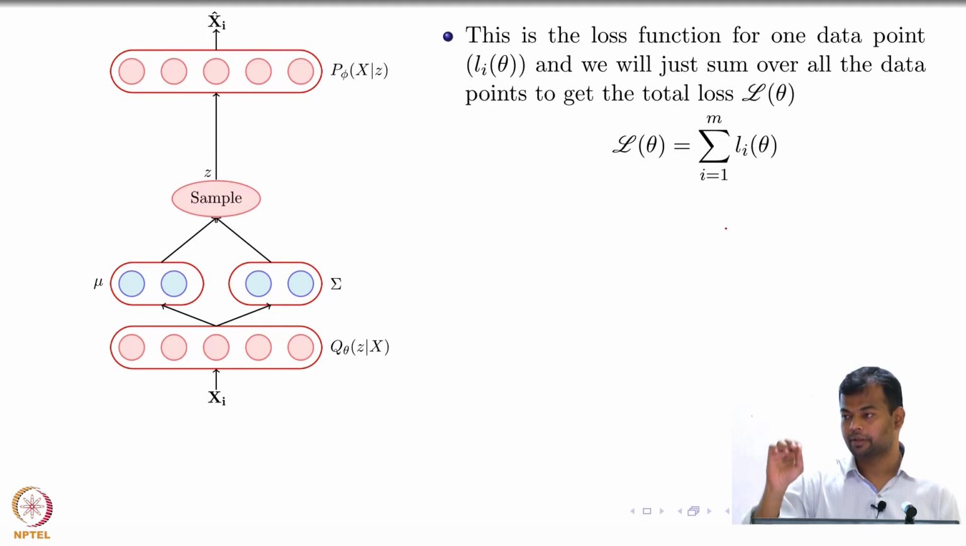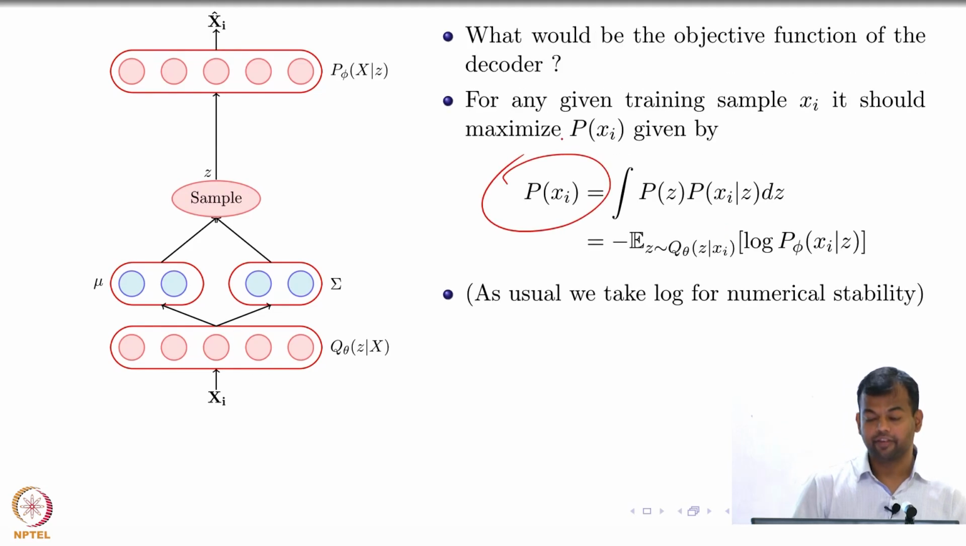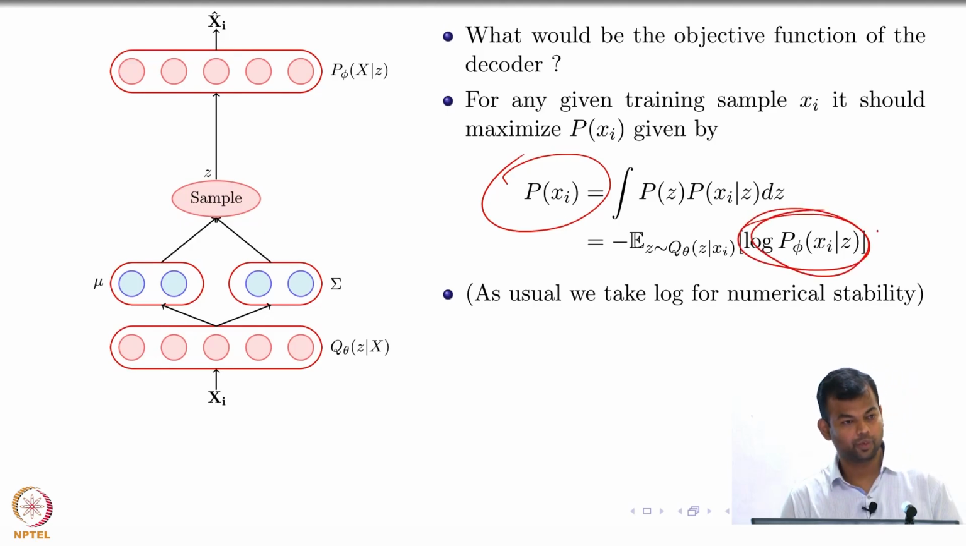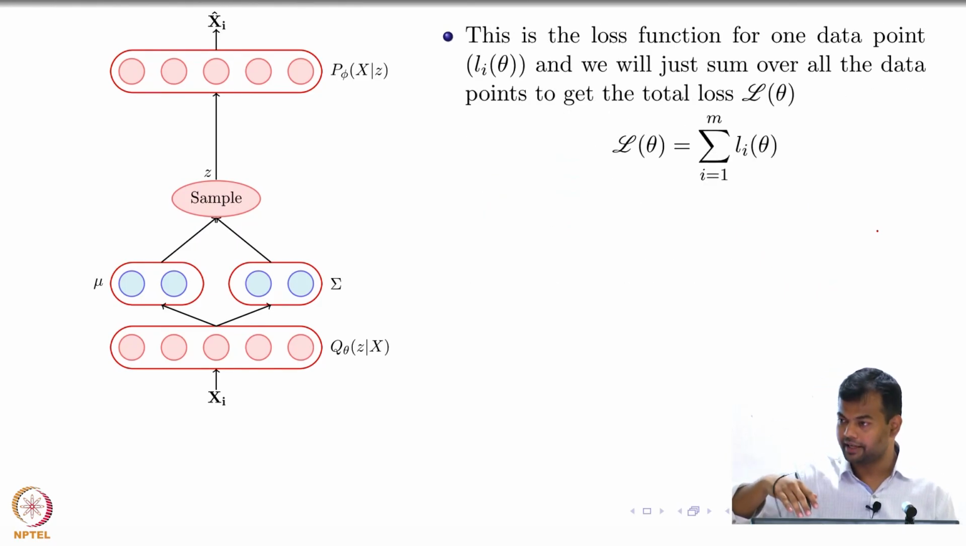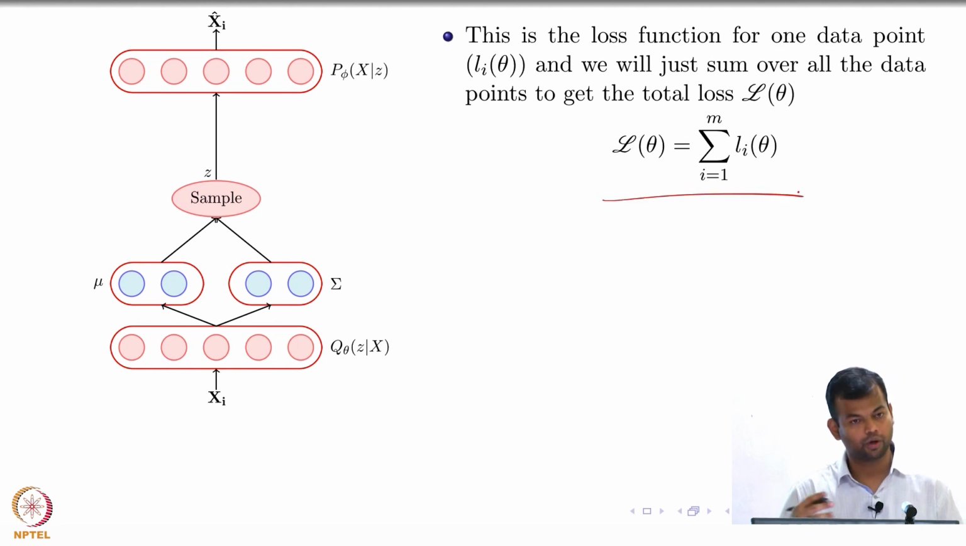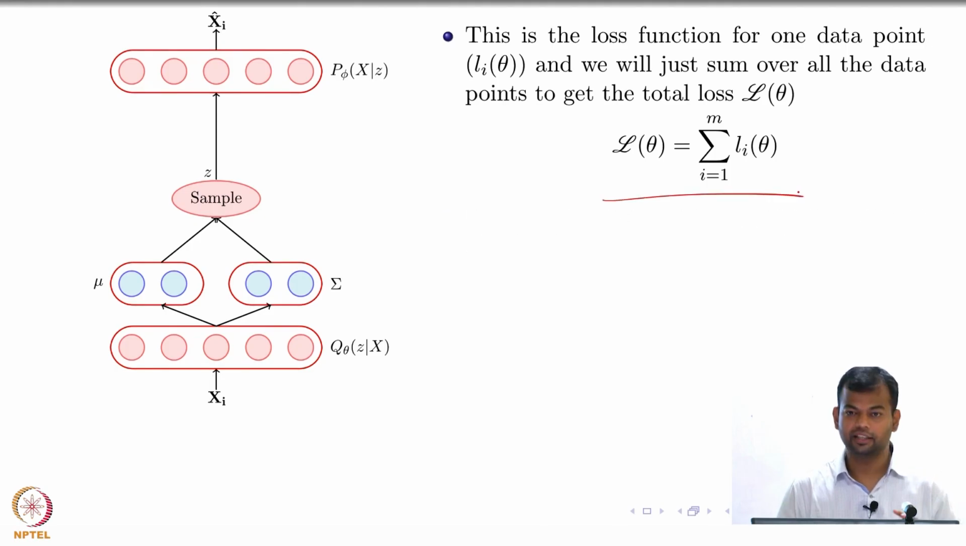But I'm just going to write it as it is: this was my objective function with respect to one training sample. And if I want to consider all the training samples in my data, it's just going to be the sum over all the training samples, right? Okay. And is that all? What is the other thing that we had?